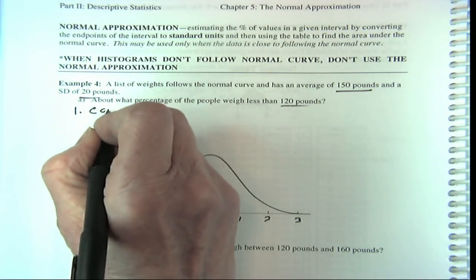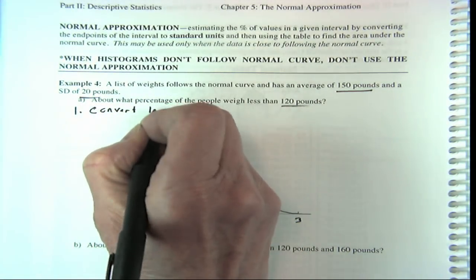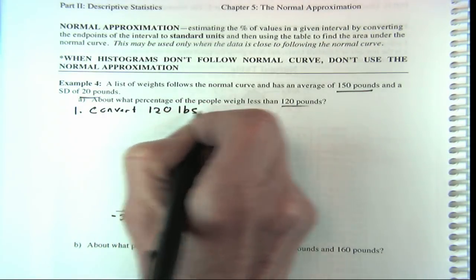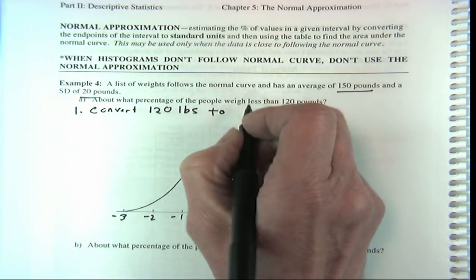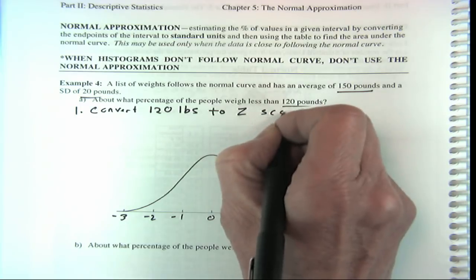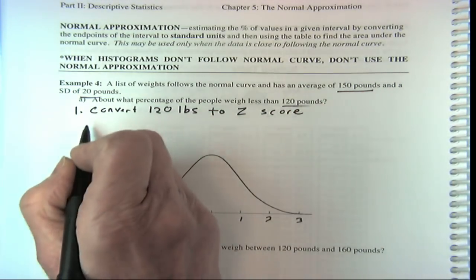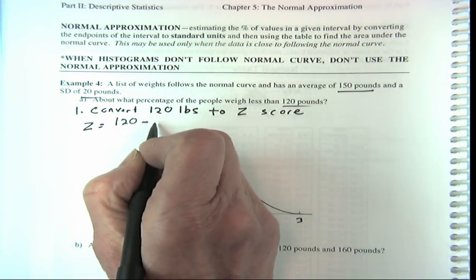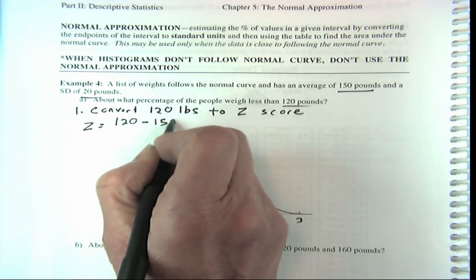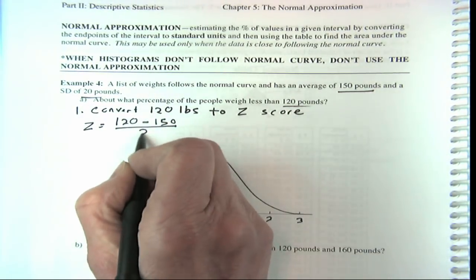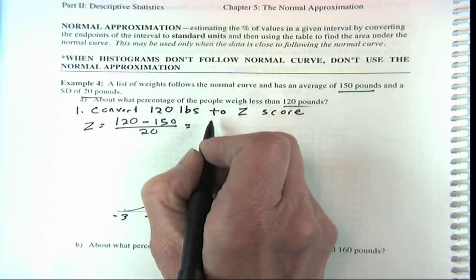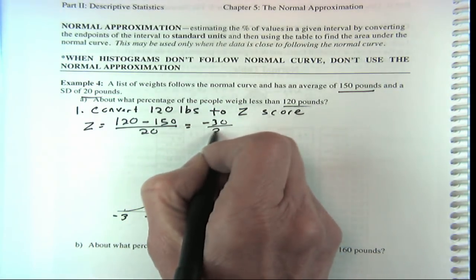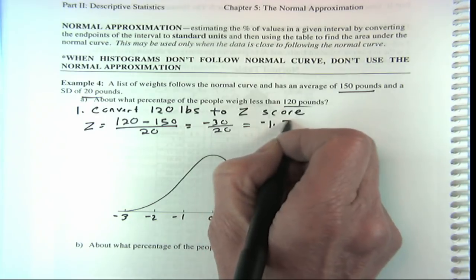So we have to convert 120 pounds to standard units by subtracting the average. So we'll say z is equal to, you take your value minus the average, and divide it by the standard deviation. So we get -30 over 20, which is -1.5.